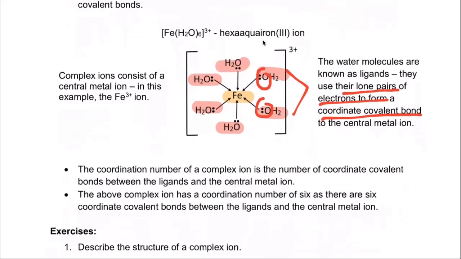So you can see this has this weird name, but it's hexa because there are 6 of them. It's aqua because they're water molecules. And it's iron because that's the central metal ion. And it's iron 3 because that's the charge, okay? So hexaaquairon(III) ion is sort of how this would be named.